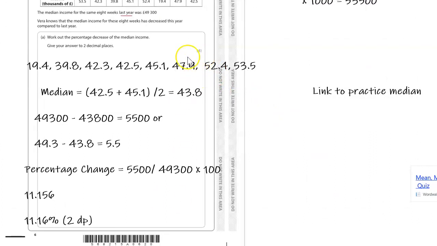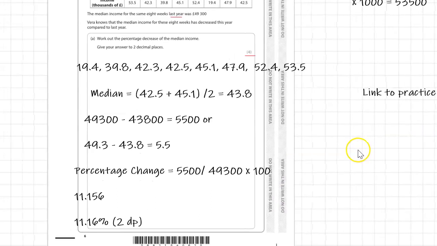Okay, so that is the explanation for this paper. I will carry on. It does ask us to check our answers with median, but I'm not going to address that in this video.